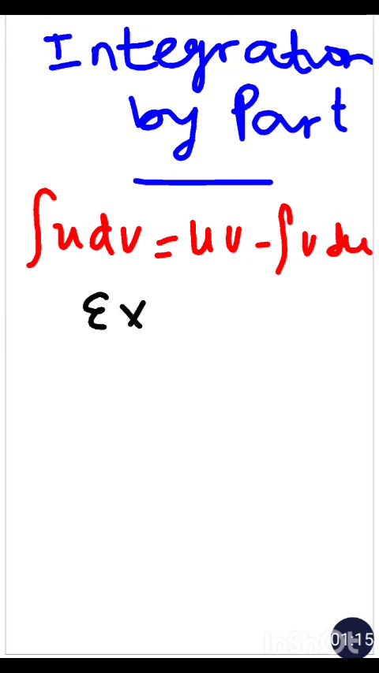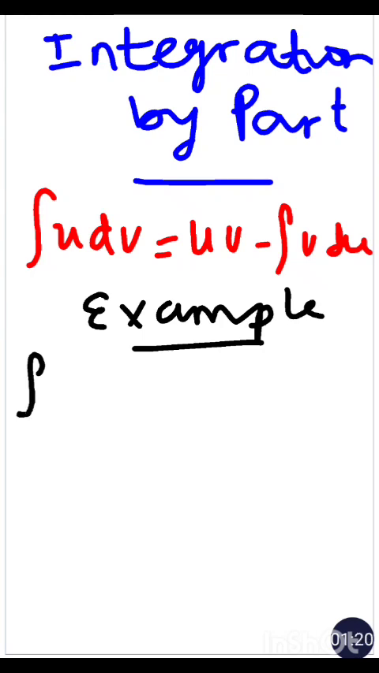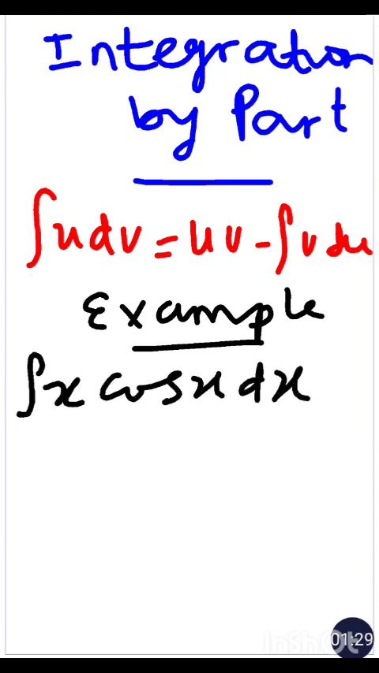Let's look at this example. We are asked to integrate x cos x dx, for example. Now we have to choose. I will choose to differentiate x. Why? Because when I differentiate x, the power will reduce, it will be 1. And I would integrate cos x.